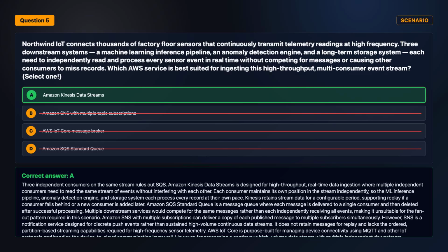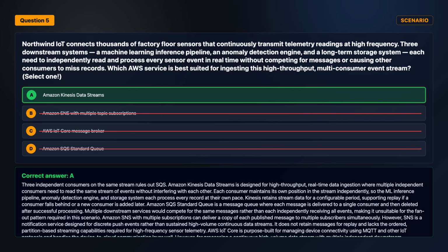Multiple downstream services would compete for the same messages rather than each independently receiving all events, making it unsuitable for the fan-out pattern required in this scenario. Amazon SNS with multiple subscriptions can deliver a copy of each published message to multiple subscribers simultaneously. However, SNS is a notification service designed for discrete push events rather than sustained high-volume continuous data streams. It does not retain messages for replay and lacks the ordered, partition-based streaming capabilities required for high-frequency sensor telemetry.